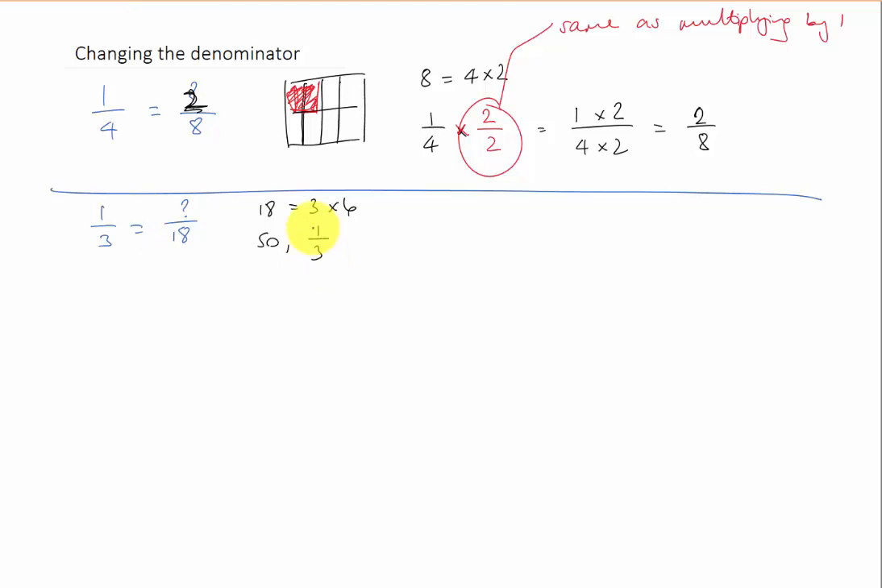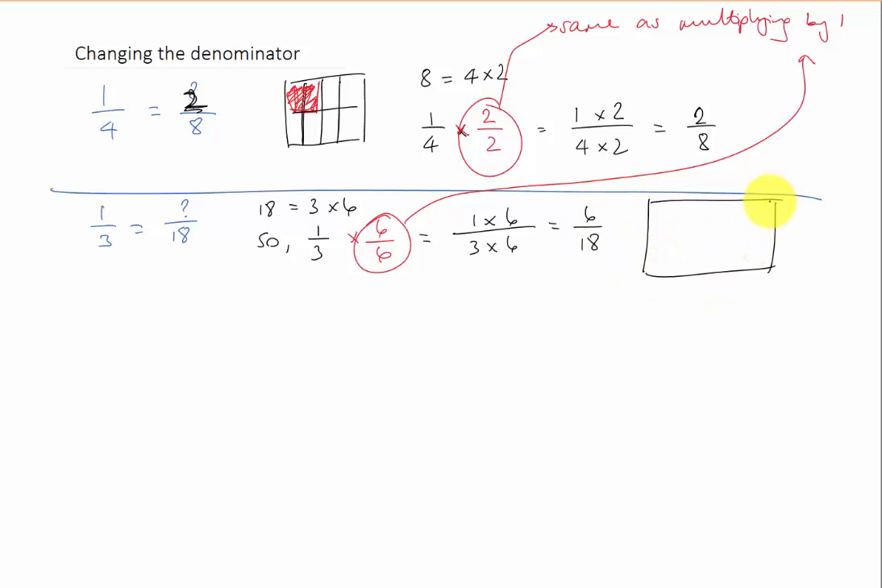So 1/3 times 6/6. So again, this is the same as multiplying by 1. It's equal to 1 times 6 over 3 times 6, which is equal to 6/18.